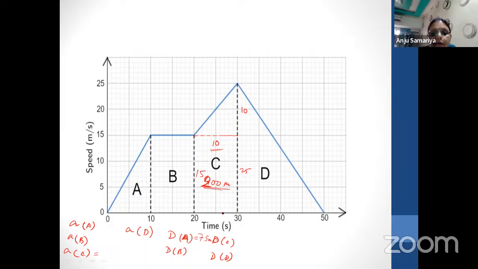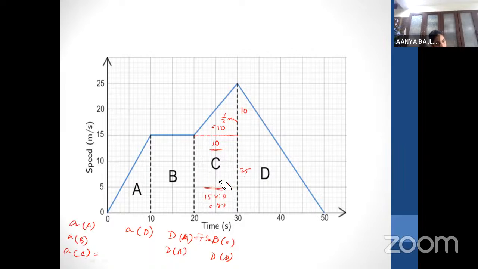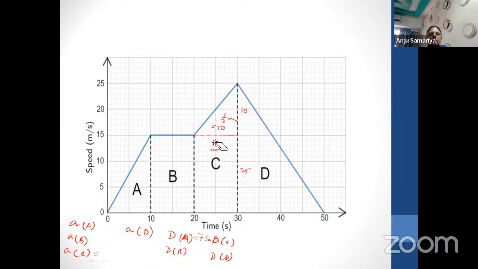You can also find the area of this rectangle, which is 15 into 10, that is 150. And here half into 10 into 10, that is 50. So 200. And for D, it is 250 meters. 250, correct.